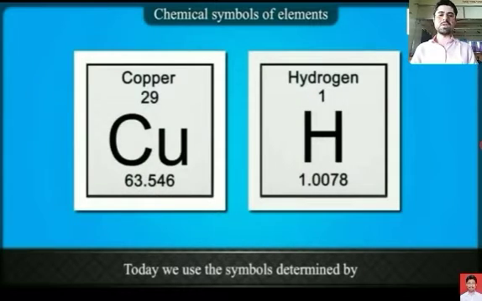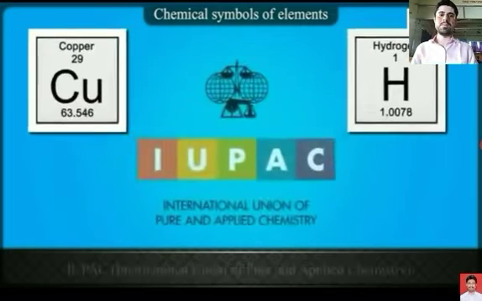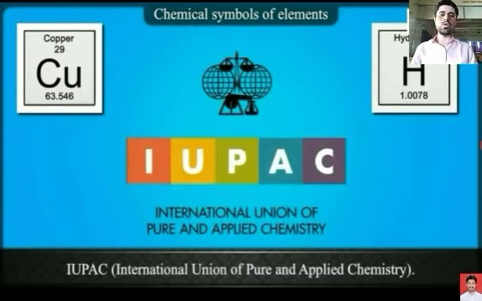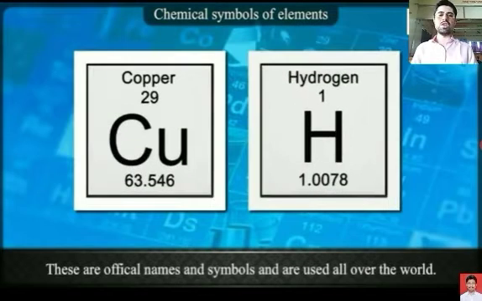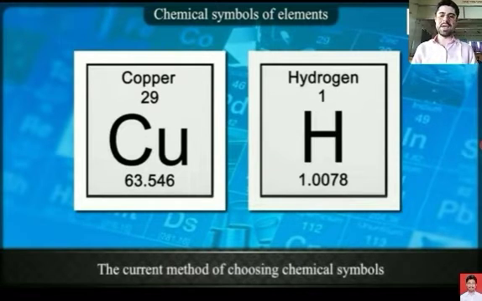Today we use the symbols determined by IUPAC, that is, the International Union of Pure and Applied Chemistry. This organization decides the symbols of various elements which are present in the periodic table. As you can see on the screen, the symbol of copper is Cu and the symbol of hydrogen is H. These are official names and symbols and are used all over the world, recognized by IUPAC.